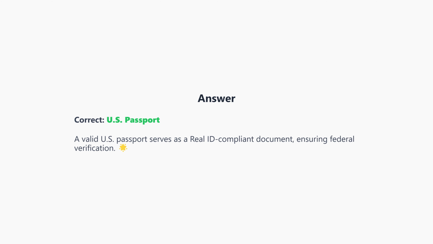The correct answer is U.S. passport. If you possess a valid, unexpired U.S. passport, it can serve as a real ID compliant document used for federal identification verification.